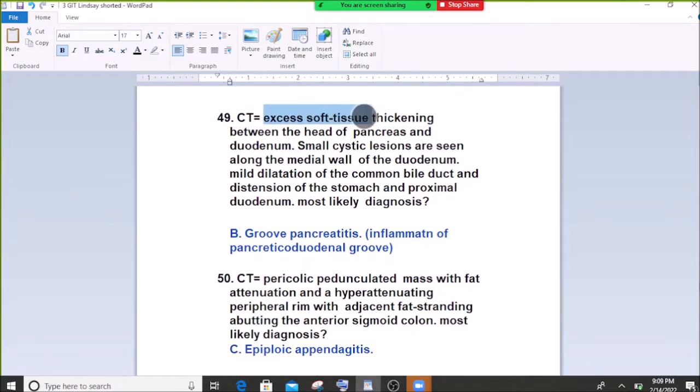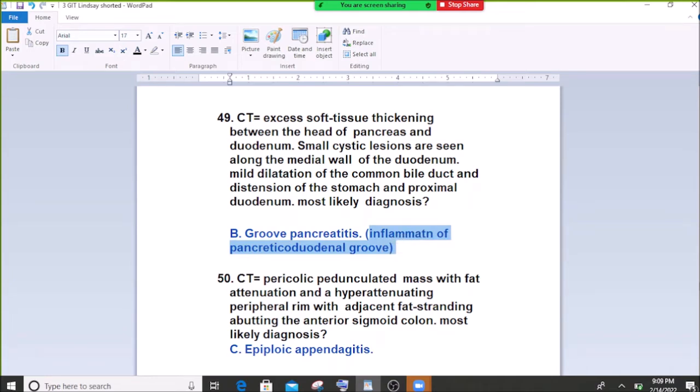49. CT shows excessive soft tissue thickening between the head of the pancreas and duodenum. Small cystic lesions are seen along the medial wall of the duodenum. Mild dilatation of the common bile duct and distension of the stomach and proximal duodenum. Most likely diagnosis, groove pancreatitis. What is groove pancreatitis? Inflammation of the pancreaticoduodenal groove is groove pancreatitis.